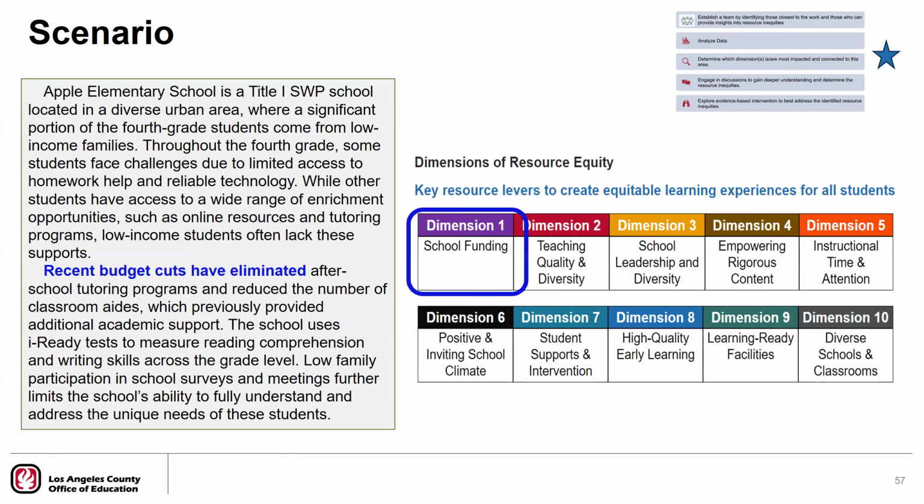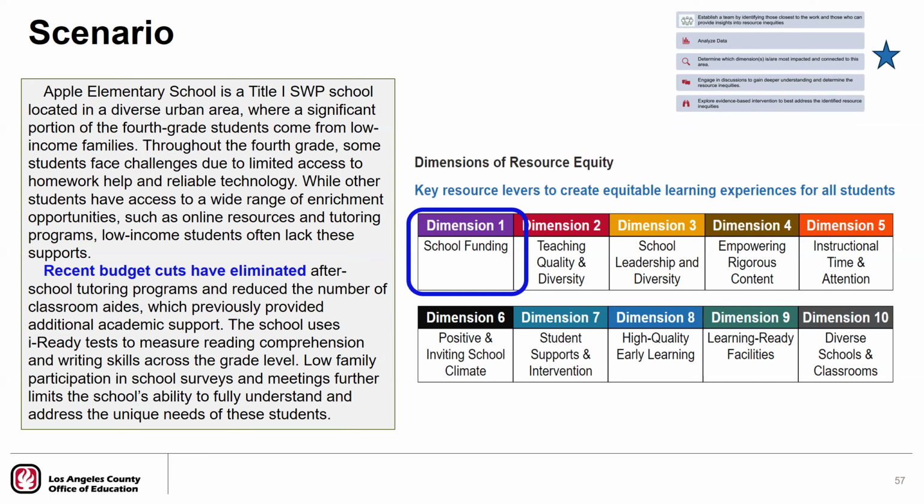That's right. Thank you to those who participated. Dimension 1, school funding. Think about this: does the funding system distribute adequate funding based on student needs and enable flexible use of funds in ways that are clearly understood at your school, at your LEA? So we're going to continue with the same scenario.